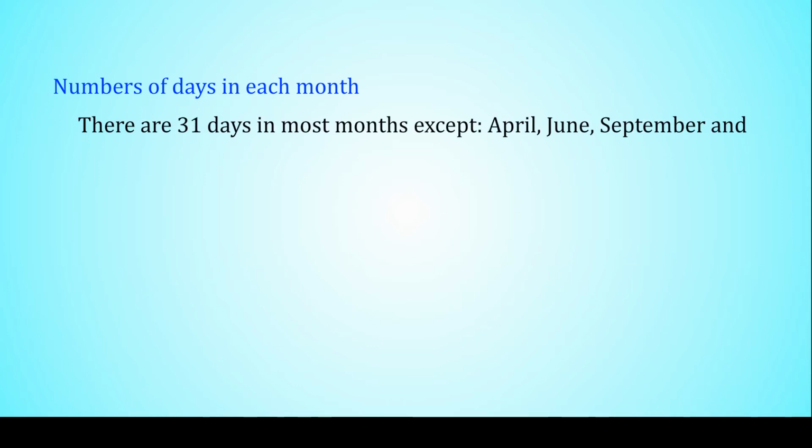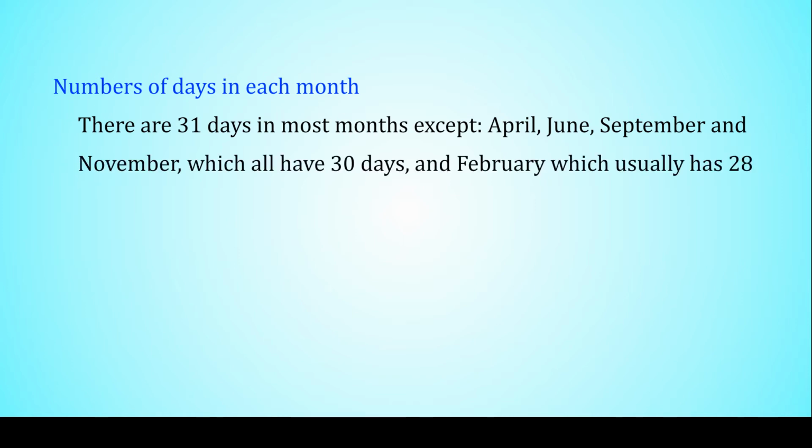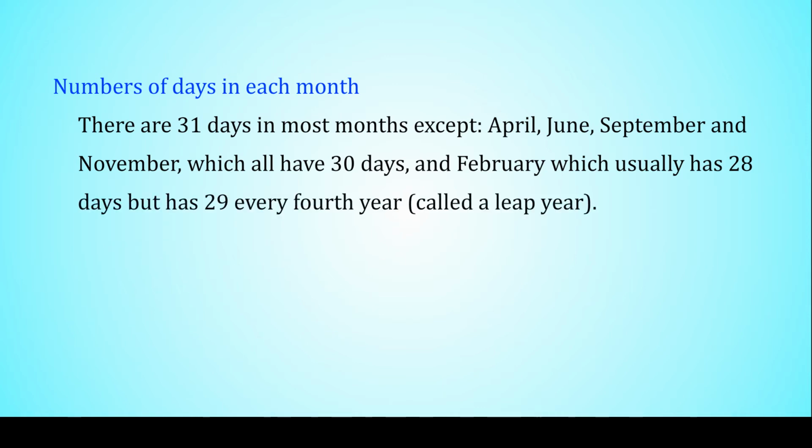Number of days in each month. There are 31 days in most months except April, June, September, and November, which all have 30 days, and February, which usually has 28 days but has 29 every 4th year, called a leap year.